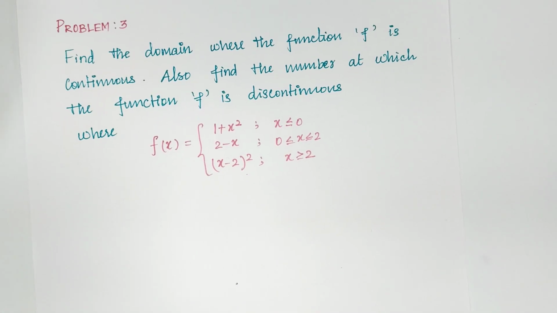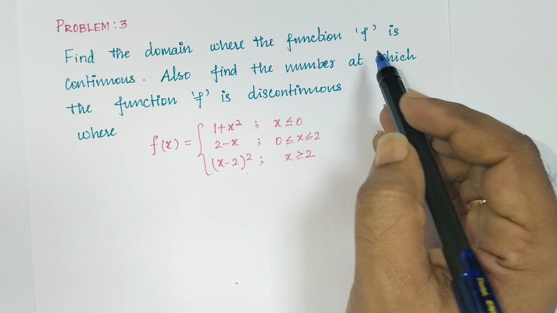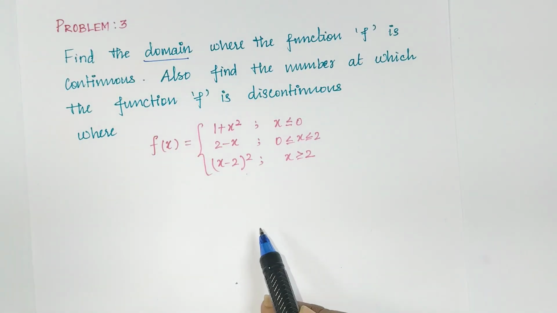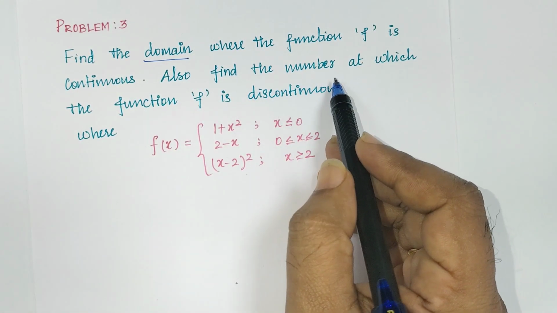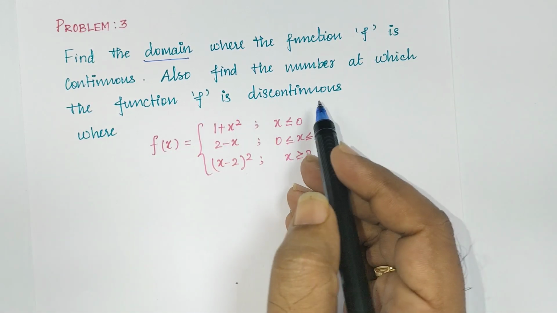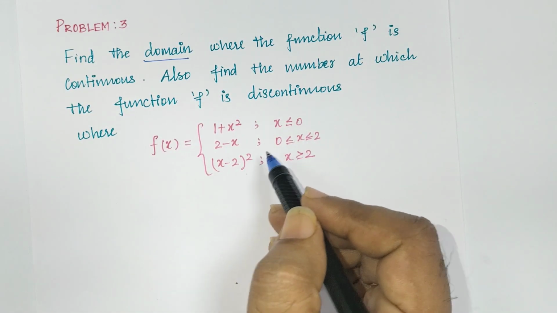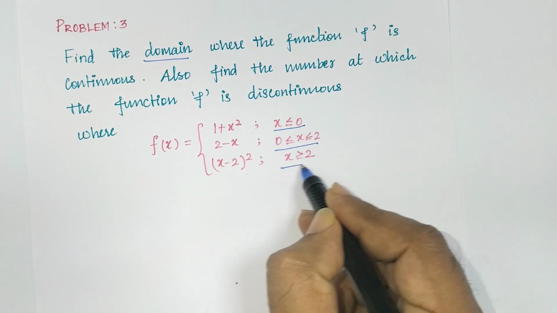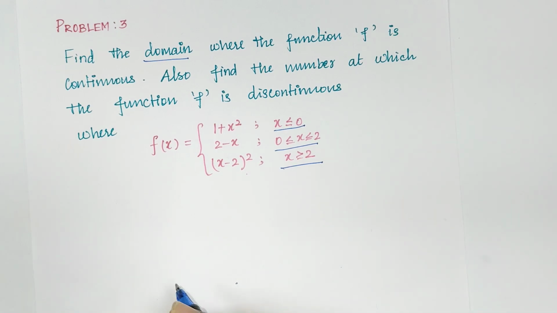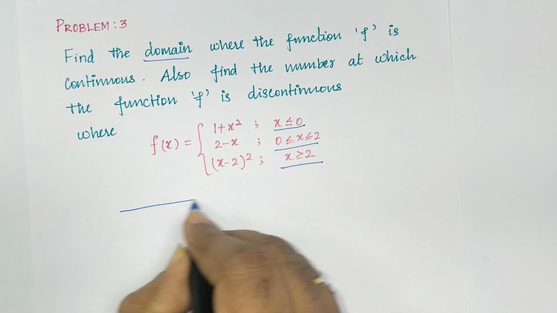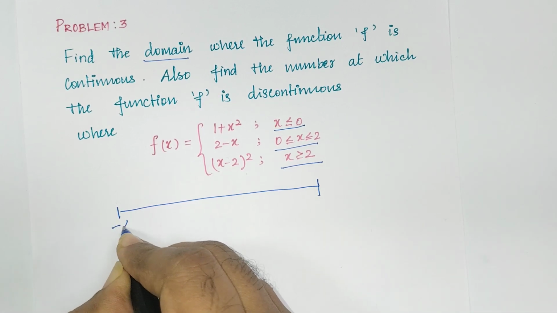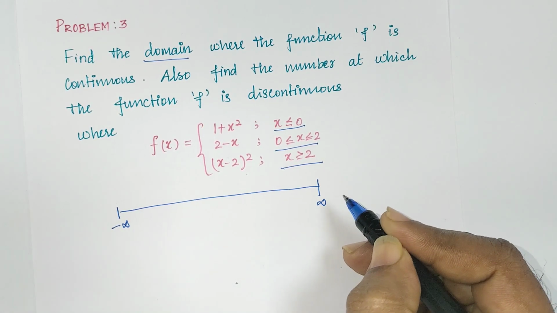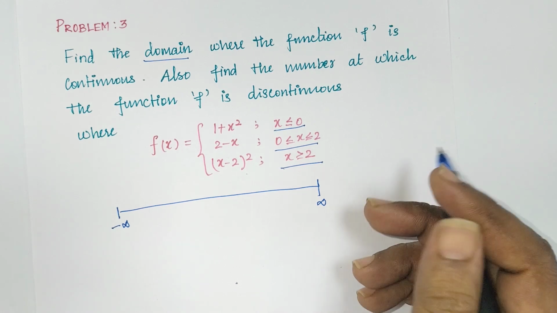Next, problem number 3. Find the domain where the function f is continuous. When a function is continuous, you can find the domain. And one more part: also find the number at which the function f is discontinuous. Based on the point, we can find whether it is discontinuous or continuous. Here we have the subintervals x less than 0, 0 to 2, and x greater than or equal to 2. First I will write the real line, minus infinity to plus infinity. While doing problems in differential calculus, first you should understand the question.